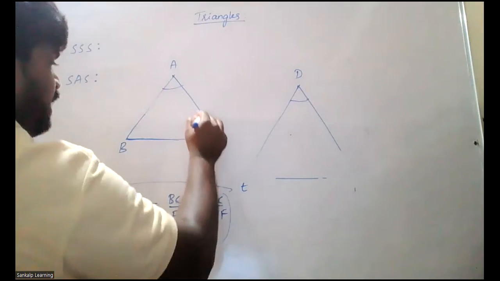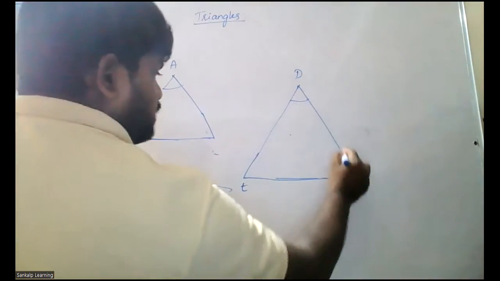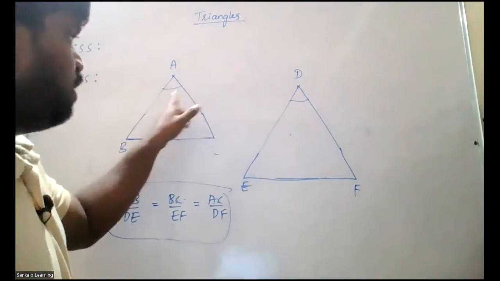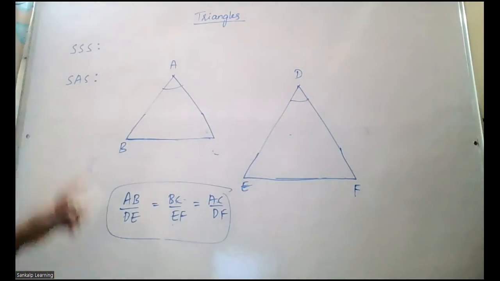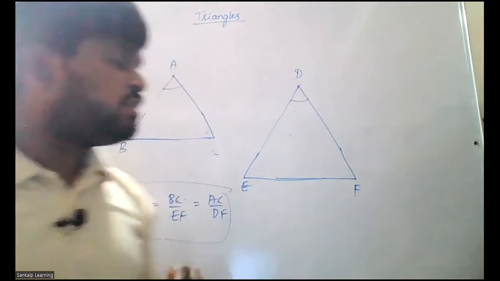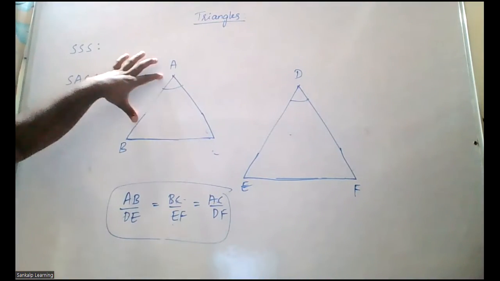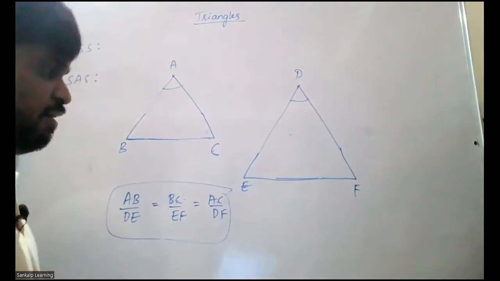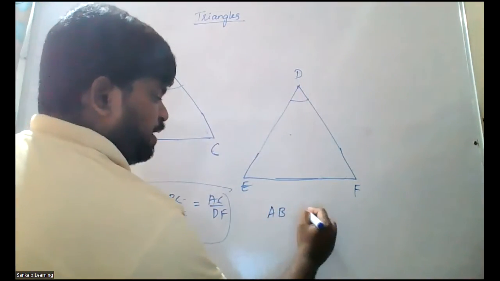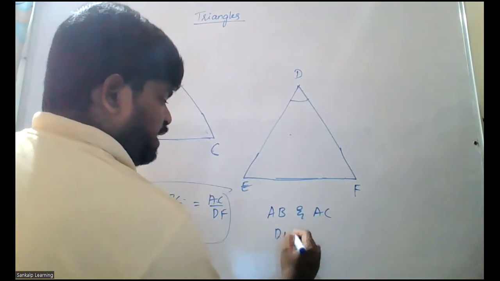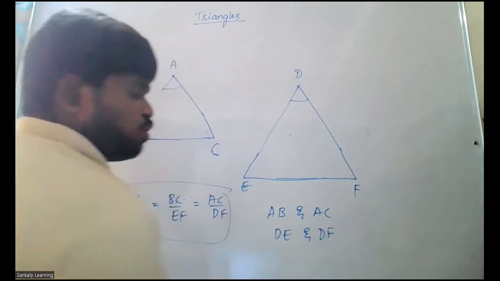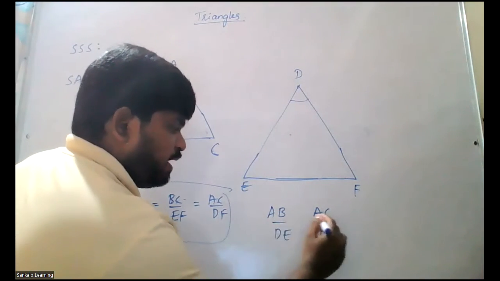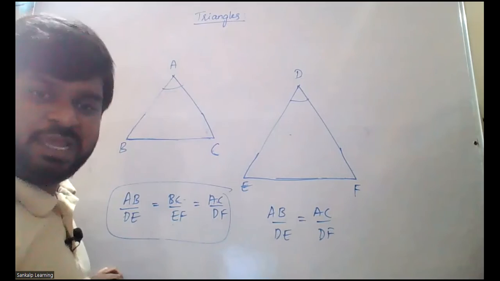One angle should be equal. Let's say like this. One angle should be equal and the sides containing those angles, that is, this angle is between what? AB and AC. This angle is between what? DE and DF. This AB and AC, DE and DF should be in proportion. That is, if you take the ratio of them, AB by DE, AC by DF, they should be equal.